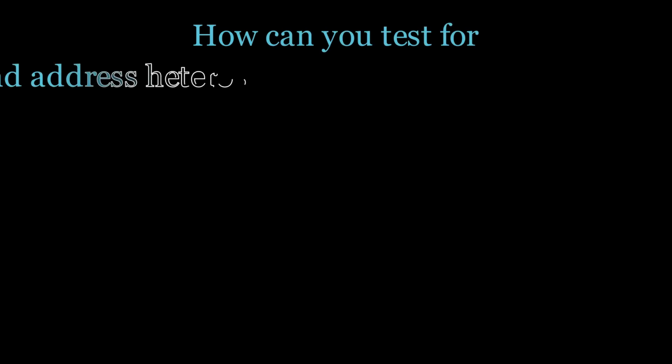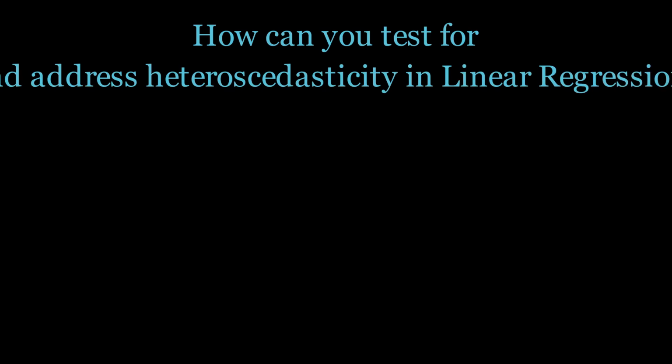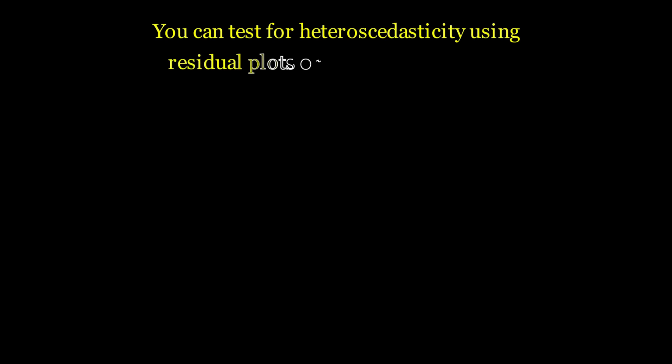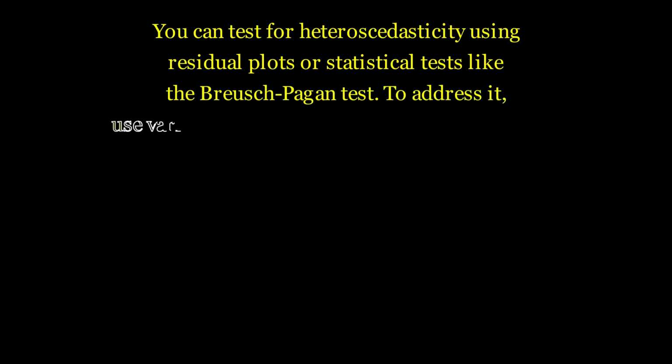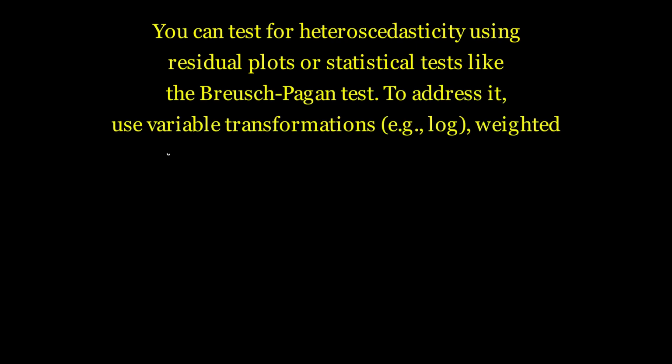How can you test for and address heteroscedasticity in linear regression? You can test for heteroscedasticity using residual plots or statistical tests like the Breusch-Pagan test. To address it, use variable transformation, e.g., log, weighted regression, or robust standard errors.